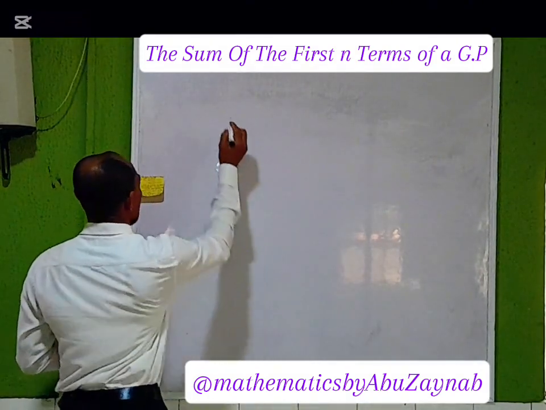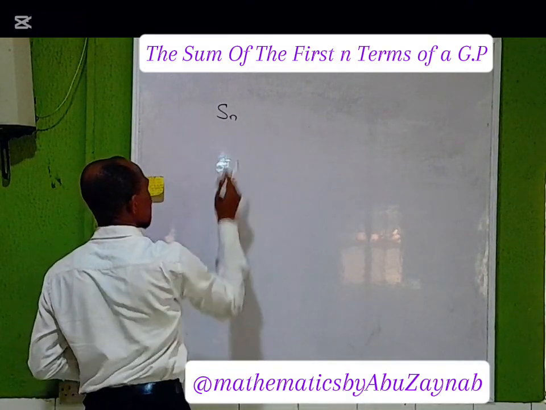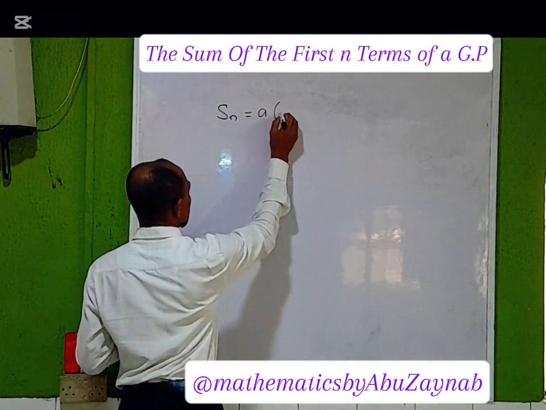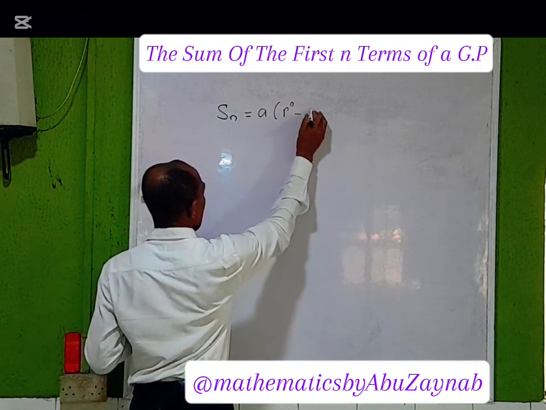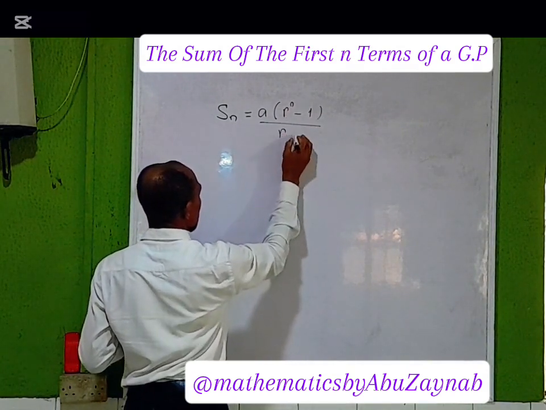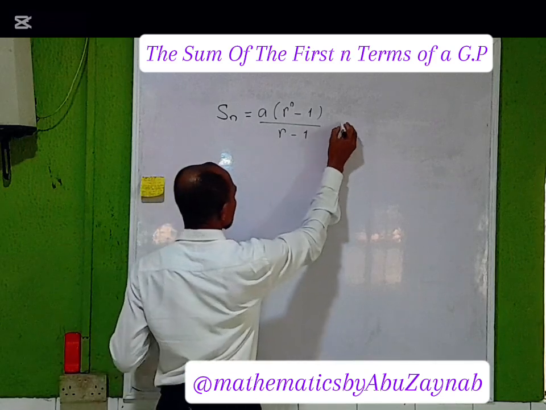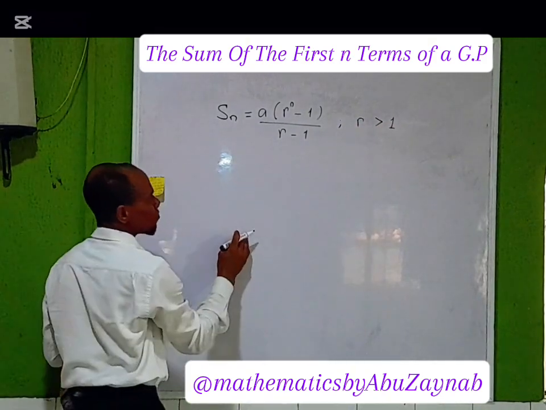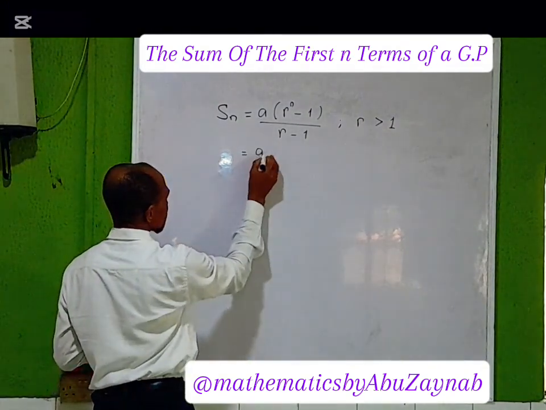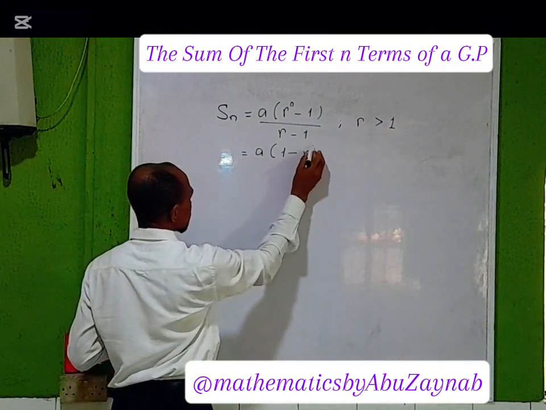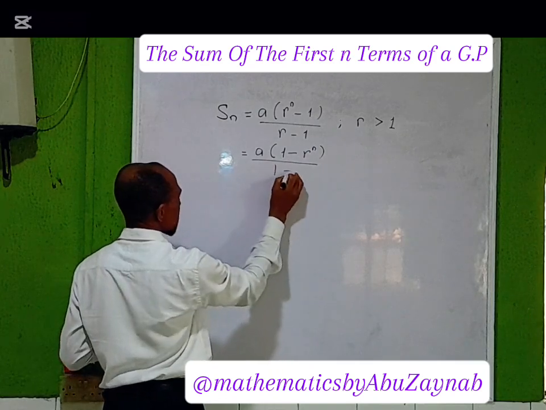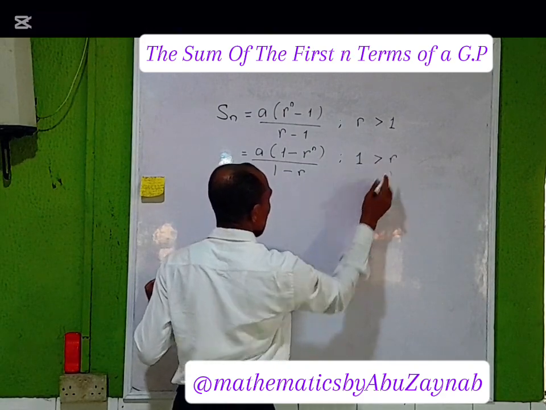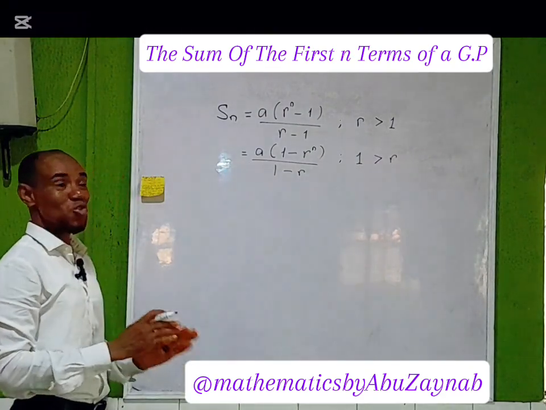So, the sum of the first n terms of the GP. The formula is given as Sn = a(r^n - 1)/(r - 1). This is used on the condition that the common ratio is greater than 1. It can also be given as Sn = a(1 - r^n)/(1 - r). This is applicable when 1 is greater than r. So you must be able to distinguish when to use which formula.